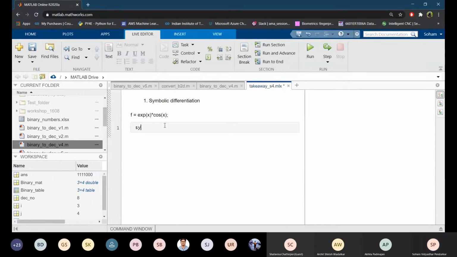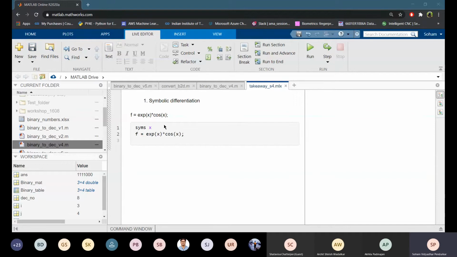See, syms x, because x is my symbolic variable here. By symbolic variable, I mean I won't put any value in it. Exactly what we do on pen and paper, using variables instead of values, is what the symbolic toolbox will do for us. So we first define that x is a symbolic variable. Now I'll define the function f equals e to the x into cos x.